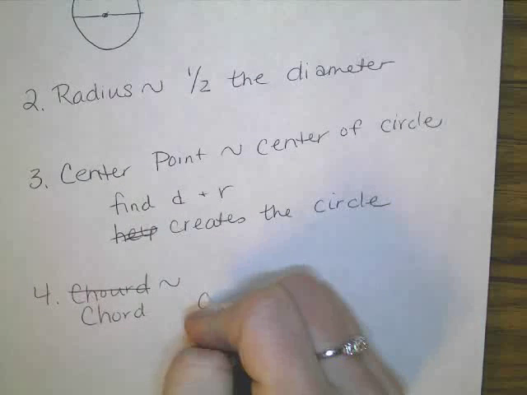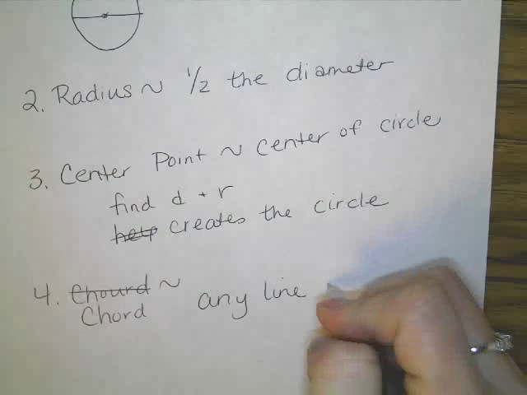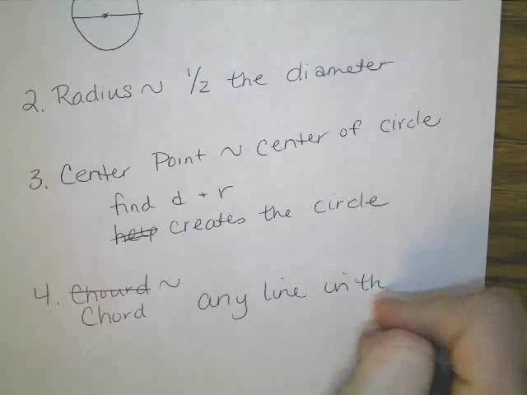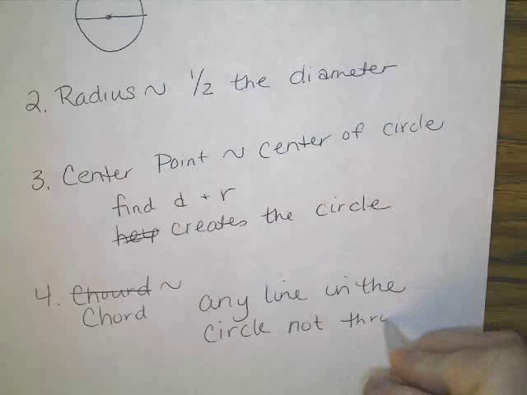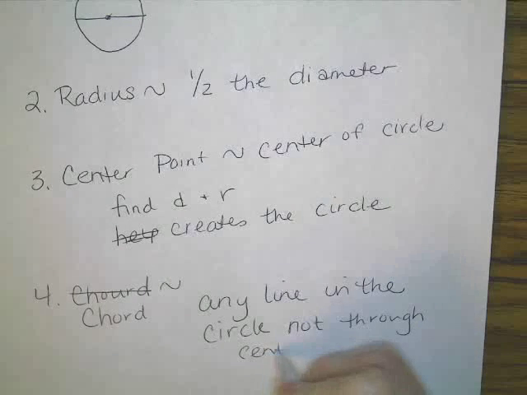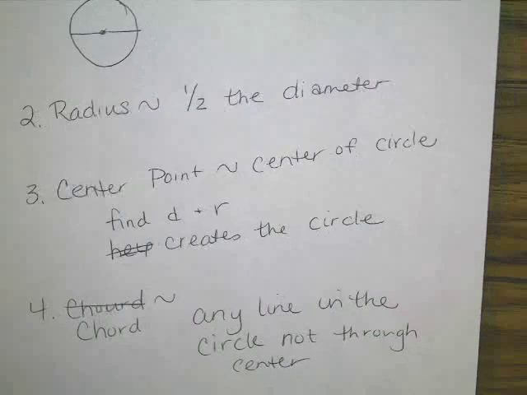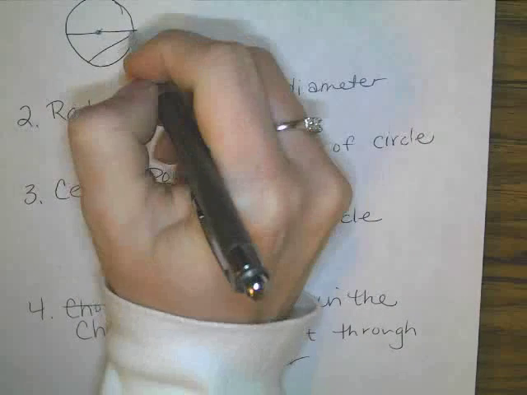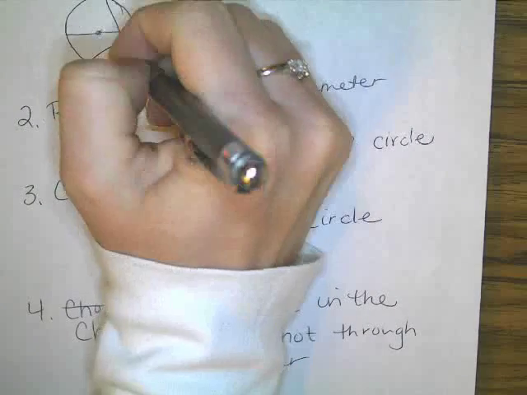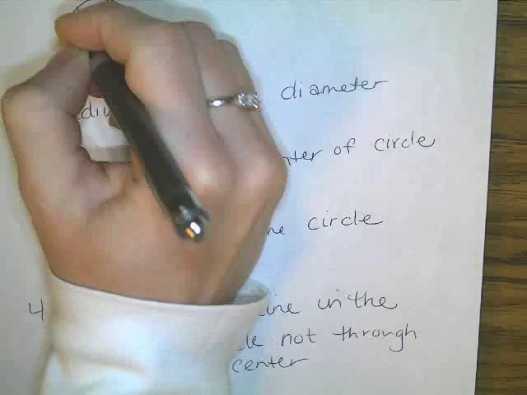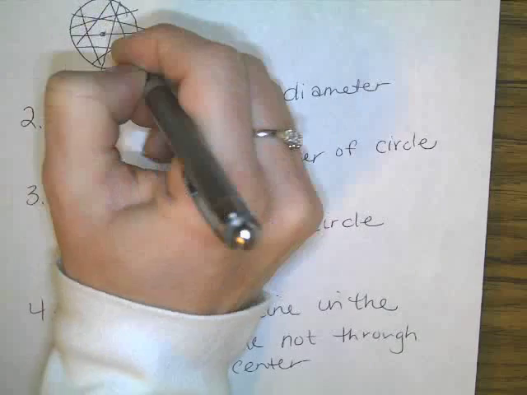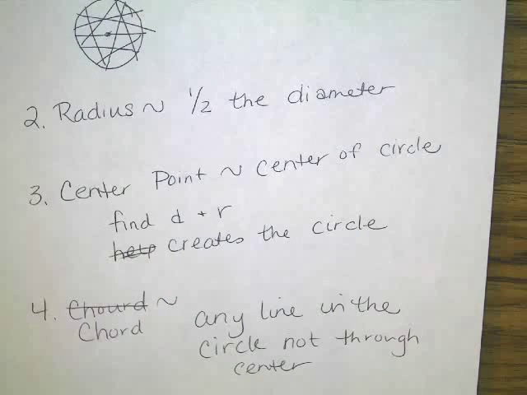Wouldn't it be any line in the circle not through the center? Right? So if I have my nice, wonderful circle here, this is a chord, but also this is a chord. So any line that doesn't hit the center spot is a chord. I can draw a million chords. As long as it doesn't pass through the center point, it's called a chord.